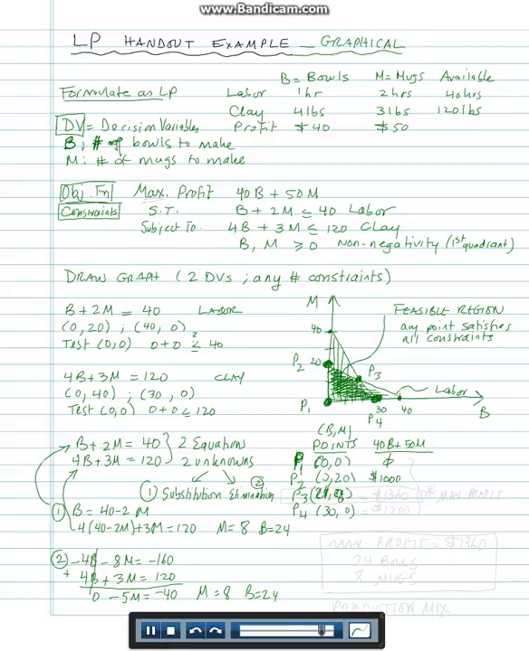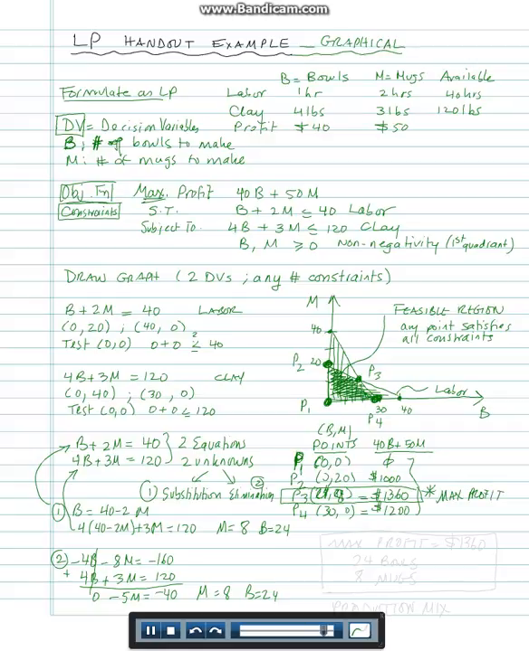I apologize. You have to be consistent when you carry it over. So 40 times 24 plus 8 times 50. That's going to be 1360. So be careful when you carry over your point. And then 30 times 40 is 1200. You're trying to maximize profit. So out of all these points, which one gives you the maximum profit? Obviously, this point. This is the maximum profit.